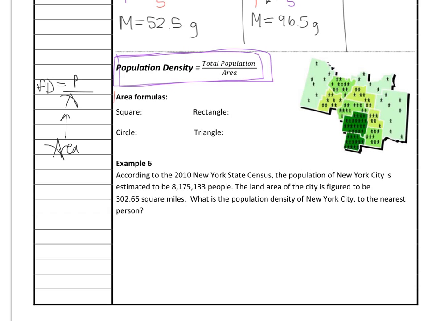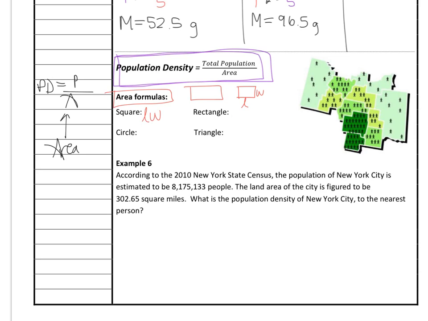So we need to know some area formulas. Some of them are given on your reference sheet, but a couple of them are not. A square is not given. If you think about it, a square has a length and a width. Oh, I just drew a rectangle. So we have a length and a width, which means the area of a square is length times width.